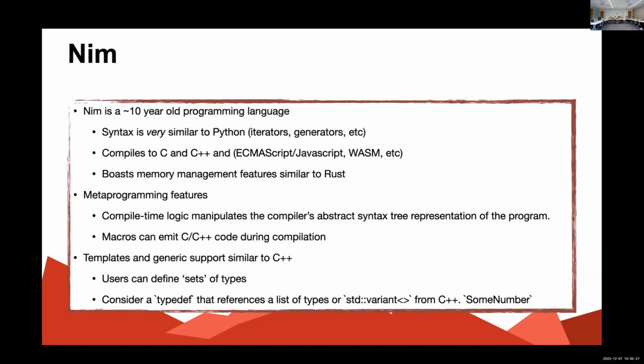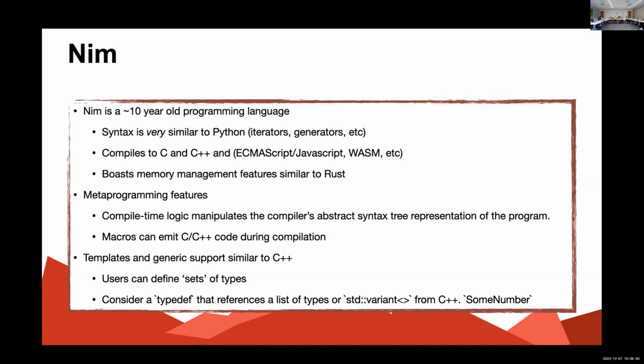Nim. So Nim's about 10 years old. Originally, it was called the Nimrod compiler or the Nimrod language. The syntax is very similar to Python. It compiles to C, C++, and a bunch of other programming language targets, but C and C++ are what we care about here for performance. It boasts memory management features that are similar to Rust, so everything is initialized constant by default, and you have to tell it that variables are mutable in order to change their value or their state. It provides some really interesting metaprogramming features.